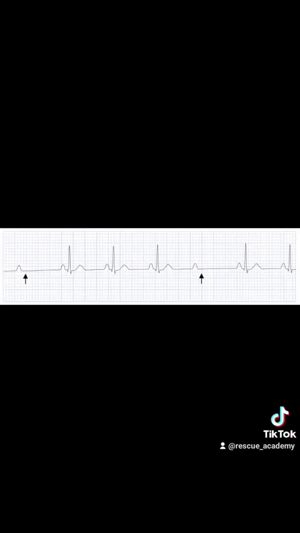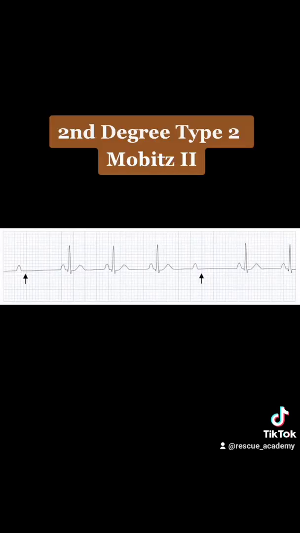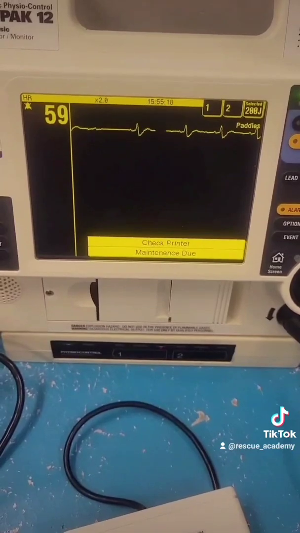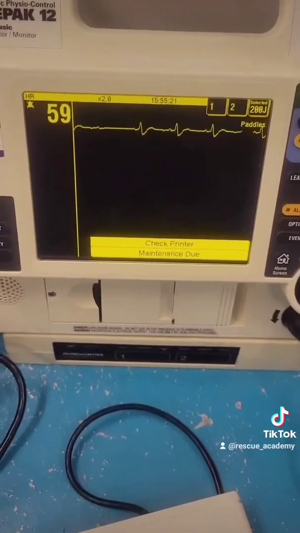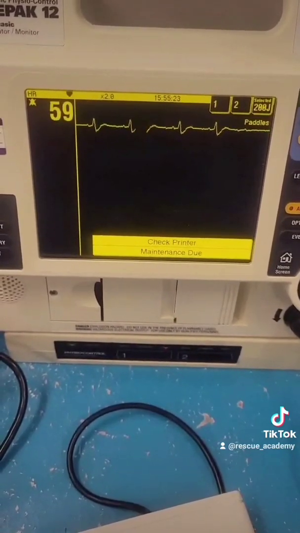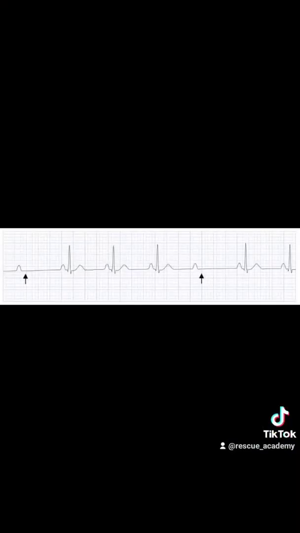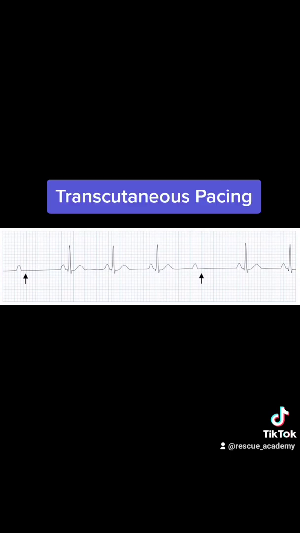So now let's go ahead and take a look at second degree type 2. Understand this is a little bit more dangerous than second degree type 1. Usually this occurs within the bundle of His or more commonly in the actual bundle branches themselves. Now if you notice, there are still missing QRS complexes, but take a look at those PRIs. The distance or the actual duration stays the same. When talking about treatment, believe it or not, atropine is actually ineffective in reversing this type of block. Usually the need for transcutaneous pacing is necessary.